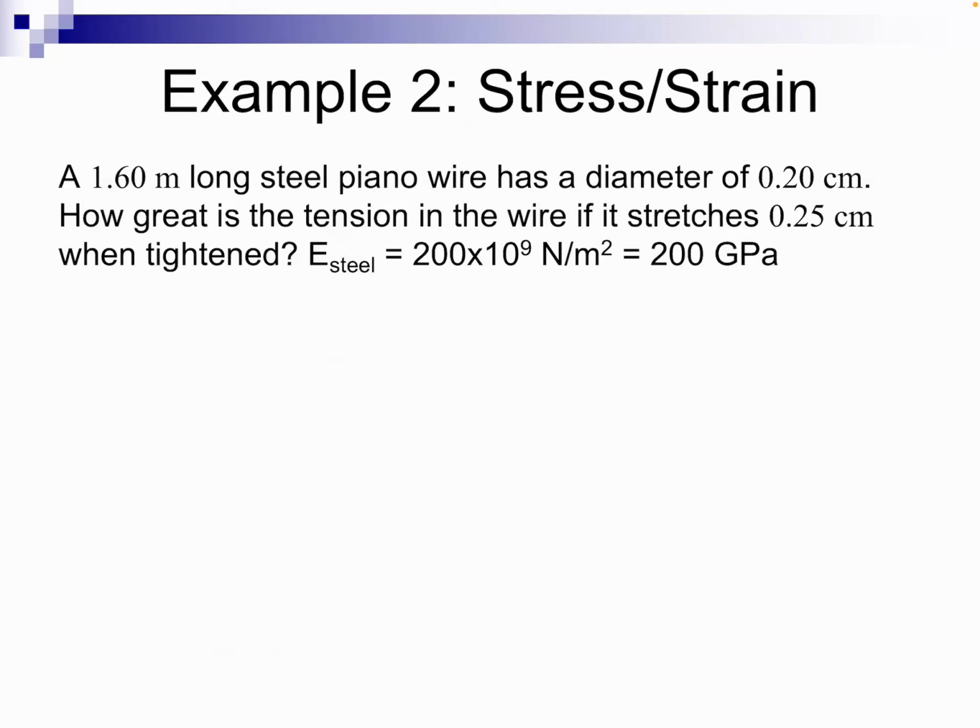You have a 1.6 meter long steel piano wire, and the elastic modulus of steel is given here, 200 times 10 to the 9 newtons per meter squared. The piano wire can be considered to be cylindrical with a diameter of 0.20 centimeters. How great is the tension in the wire if it stretches 0.25 centimeters when it's tightened?